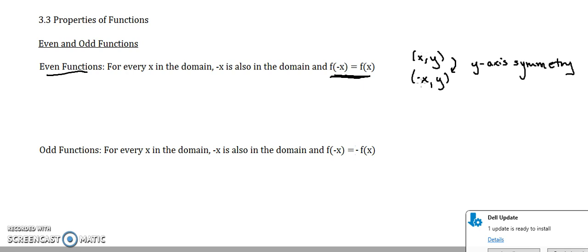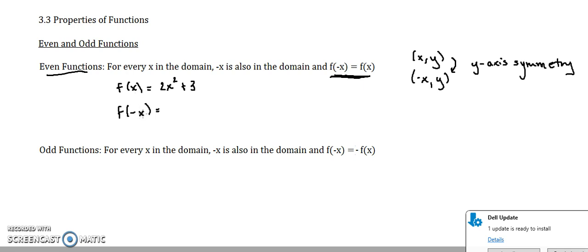Okay, so when we replace x with negative x, we get the same y value. That's y-axis symmetry. So how does this work in terms of function notation? Well, let's look at a function. Let's say we have 2x squared plus 3. So we want to see what happens when we do f of negative x. So remember when we talked about this in the last section, that means that we replace x with negative x.